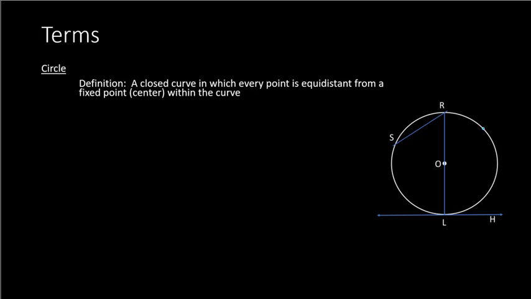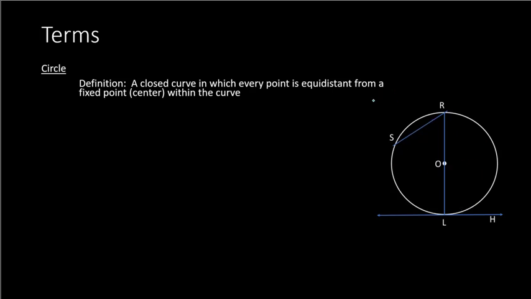So if we pick this point right here, for example, and we measure the distance to the center, that distance will be the same as if we picked this point over here and measured the distance to the center. It doesn't matter what point we pick on the circle, it's going to be the same distance from the center point. So here, this would be a circle for that reason.